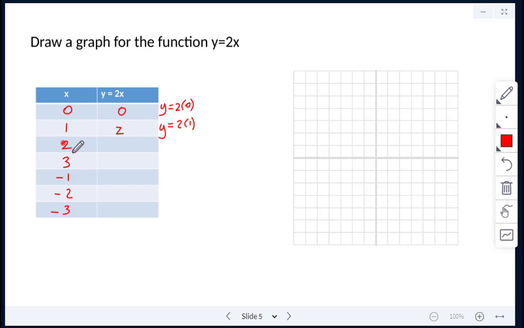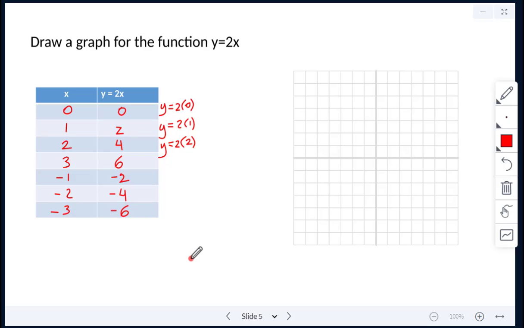Next is 2. So y is equal to 2 times 2, which gives me 4. And then we would continue. Here it would be 2 times 3, so we would get 6. When we have -1, -1 times 2 gives me -2. -2 times 2 would be -4. And then -3 times 2 is -6.